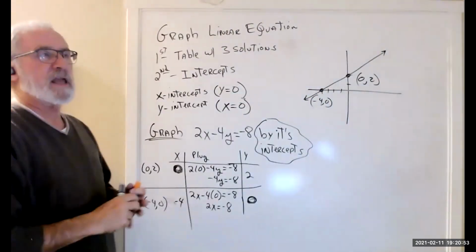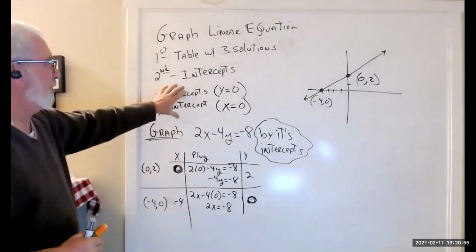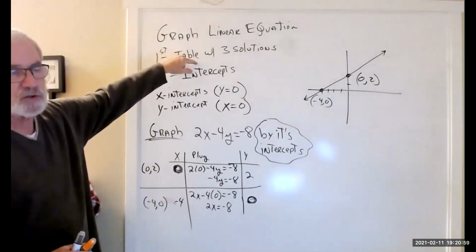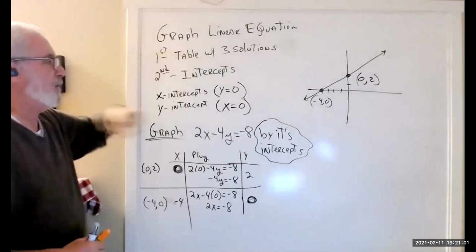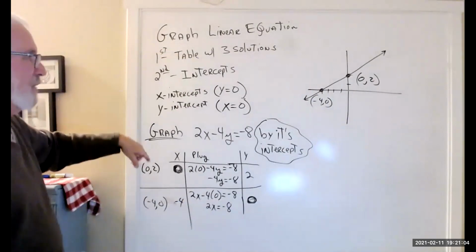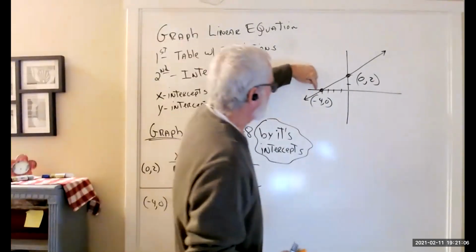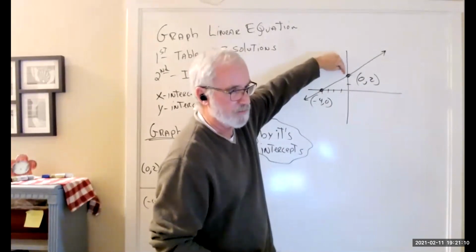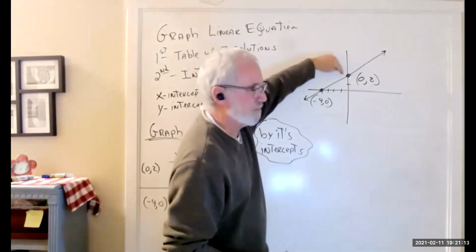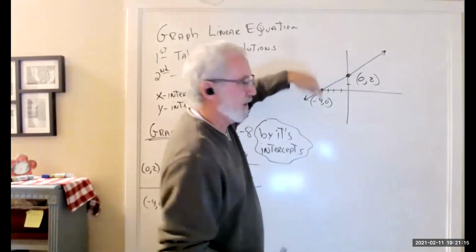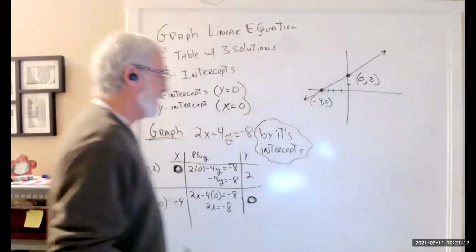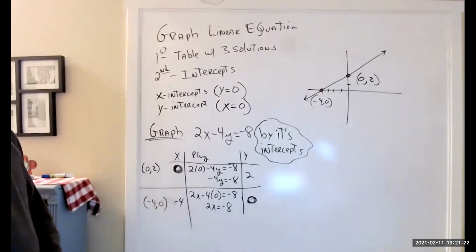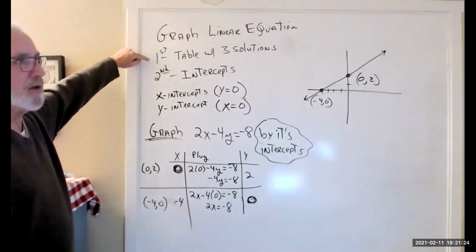So the intercept method is just a fast way of doing the 3 solutions. But mom will say graph by the intercept, and she is expecting that you use those 2 points when you graph it. She's expecting that you put a dot there and a dot there on your graph. So just to be careful. Okay, that's the intercept method. It's kind of like the table method, but it's easier.